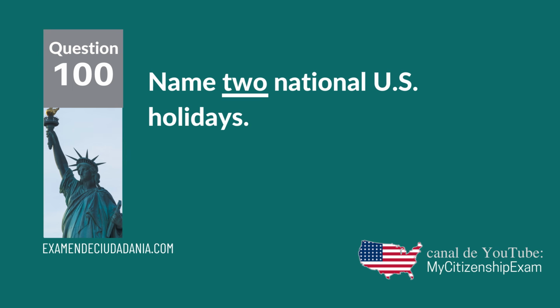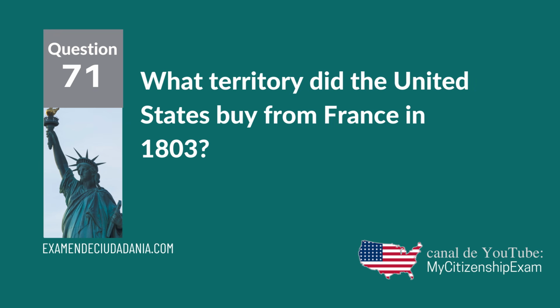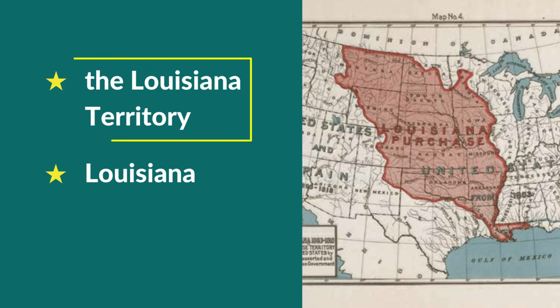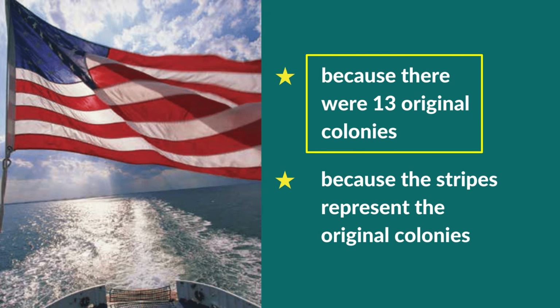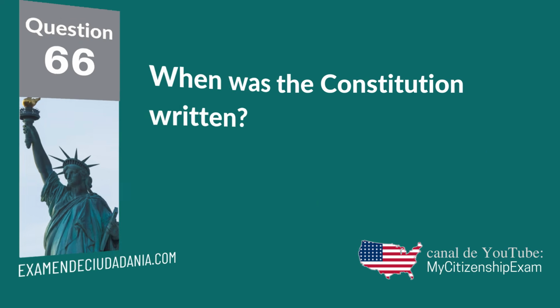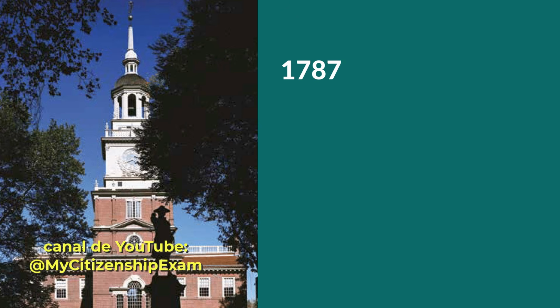Name two national U.S. holidays. Independence Day, Thanksgiving. What territory did the United States buy from France in 1803? The Louisiana Territory. Why does the flag have 13 stripes? Because there were 13 original colonies. When was the Constitution written? 1787.